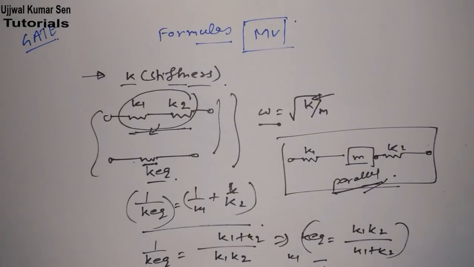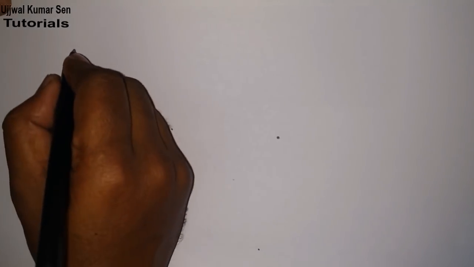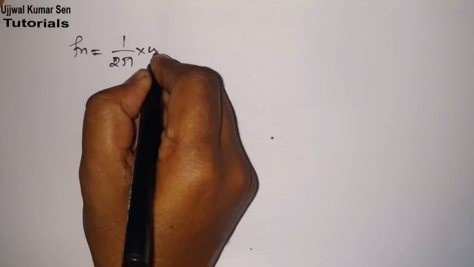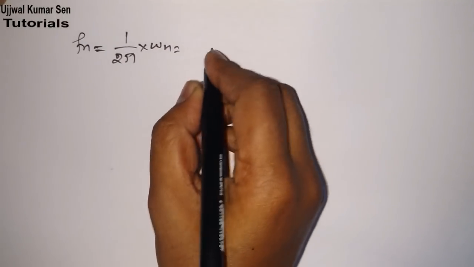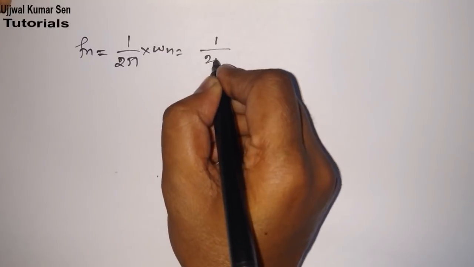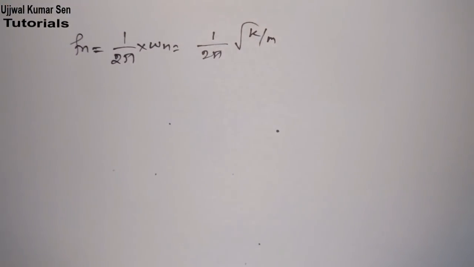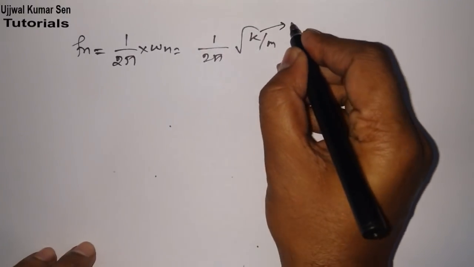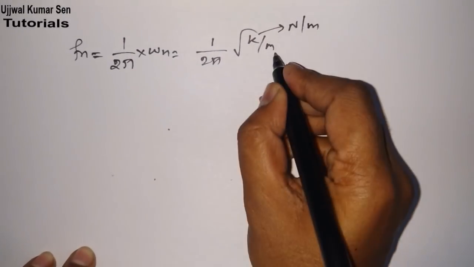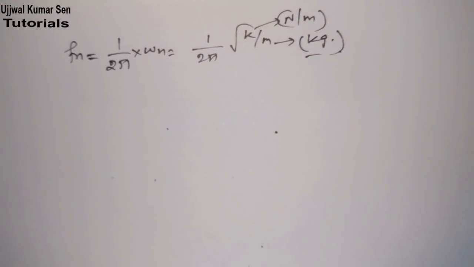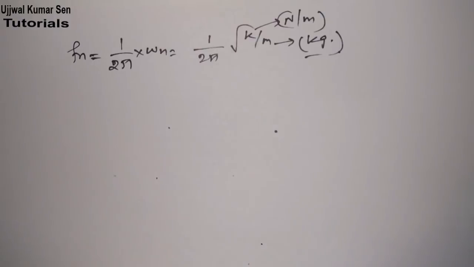So these are the first formulas. Second, let's go for the natural frequency, that is Fn. Fn is equal to 1 by 2 pi into omega n, so we can say Fn is equal to 1 by 2 pi root under K by M. What is K? Stiffness. M is mass. The unit of stiffness is Newton per meter and the unit of mass is kg if we are talking about SI units.